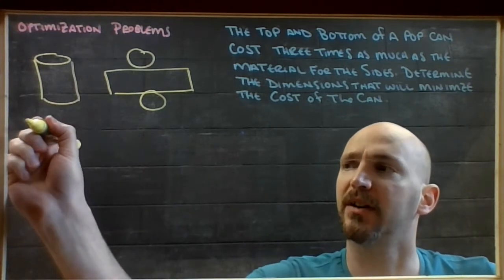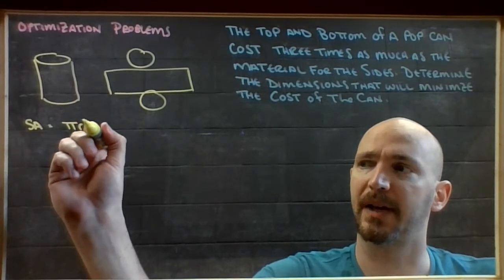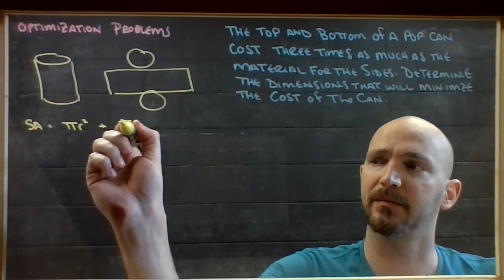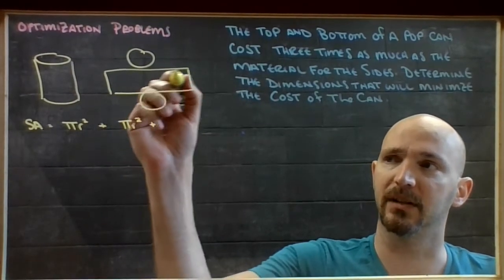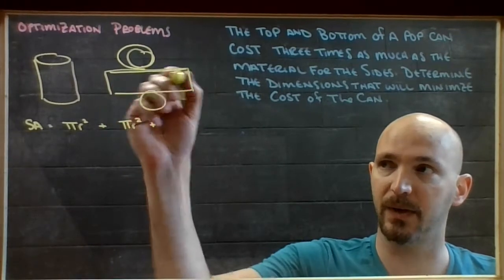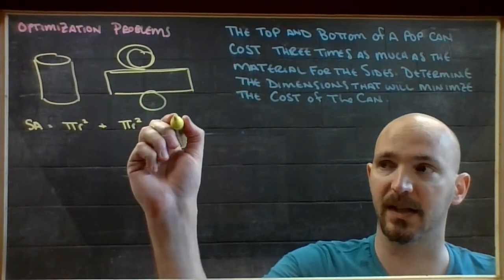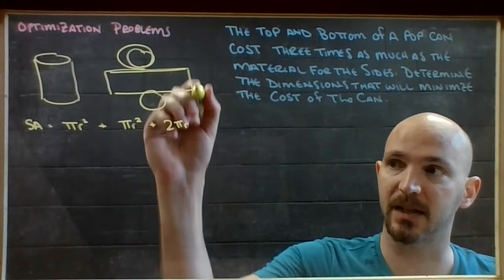So the surface area for a can, there's a top, pi r squared, there's a bottom, pi r squared, and then there's this edge here, and this edge has to wrap completely around that circle, so it has to match the circumference of that circle. It's 2 pi r this way times the height of the can.